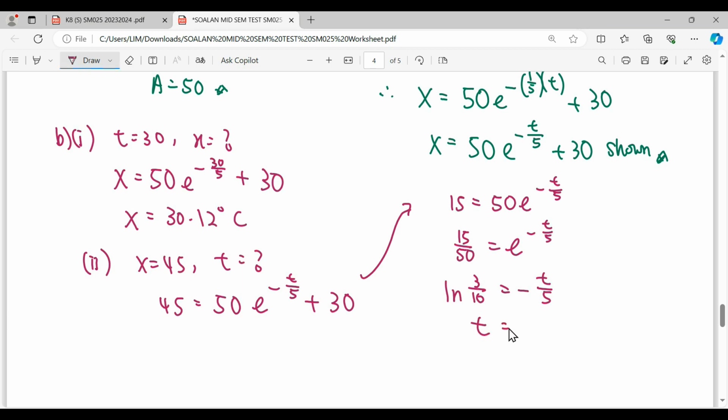Lastly, to get t, we're going to multiply by negative 5 on the left hand side, and simplify this answer to become 6.02 minutes. Also, bear in mind it has to be at least 3 significant figures, so we can't accept your answer as 6 minutes only. So that's all for these questions.